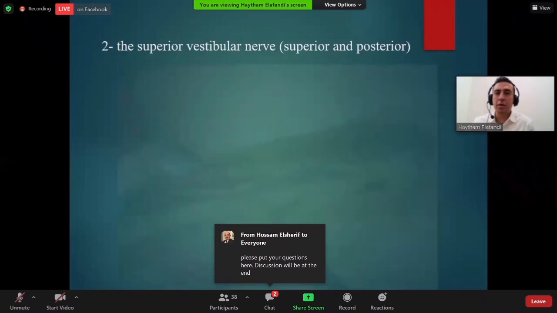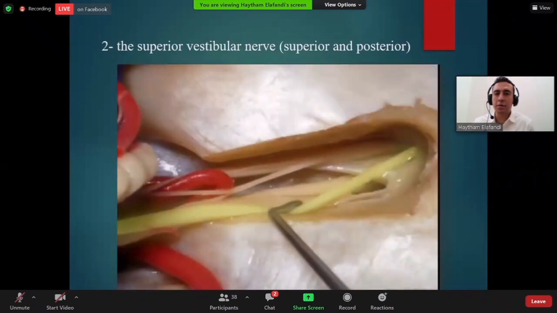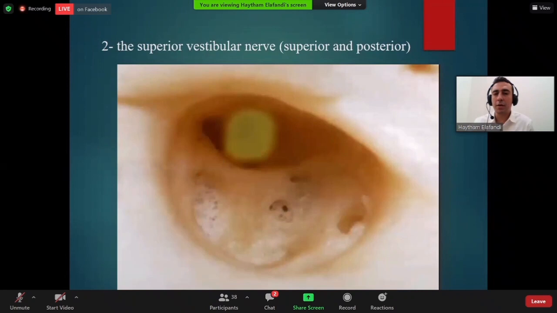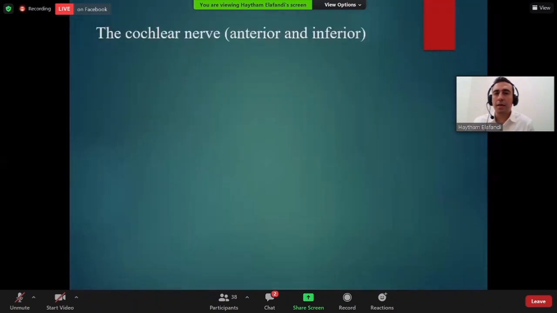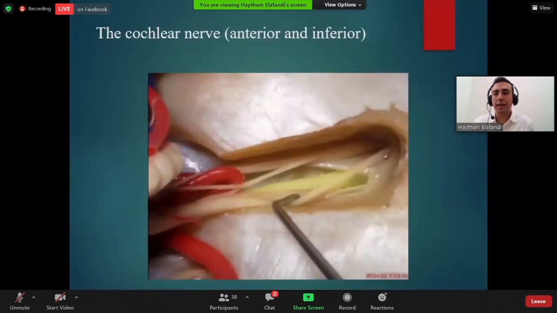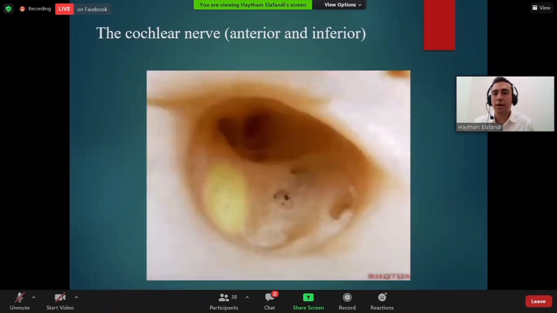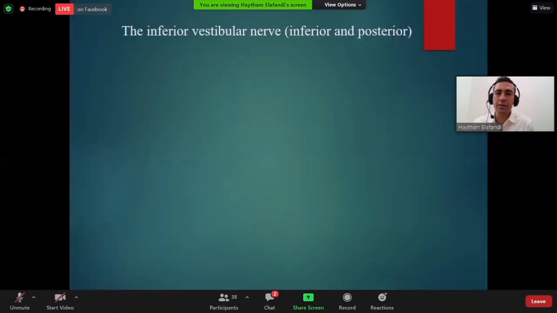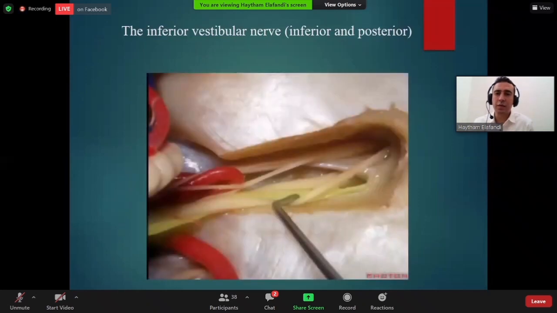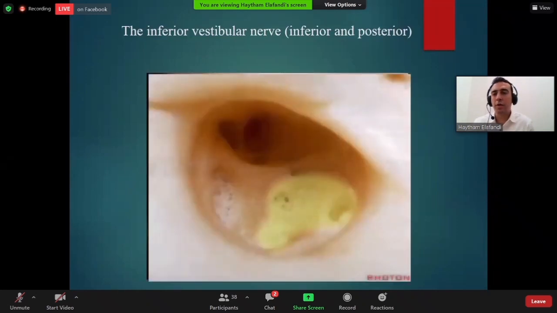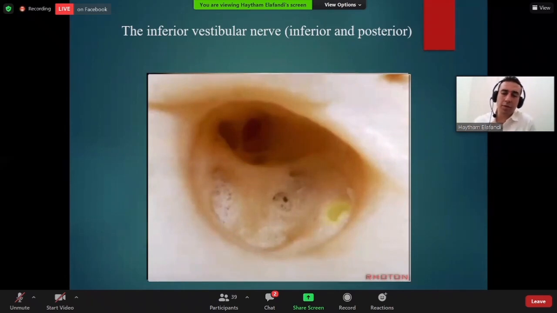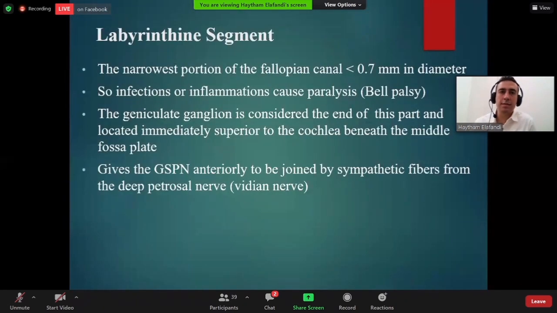The superior vestibular nerve is superior and posterior. Here is the opening in the IAC. The cochlear nerve is anterior and inferior. Here is the opening in the IAC. And finally, we have the inferior vestibular nerve, which is inferior and posterior. And here is a special opening highlighted in yellow for the singular nerve from the posterior semicircular canal, which is highly important in benign paroxysmal positional vertigo when we do singular neurectomy in resistant cases.